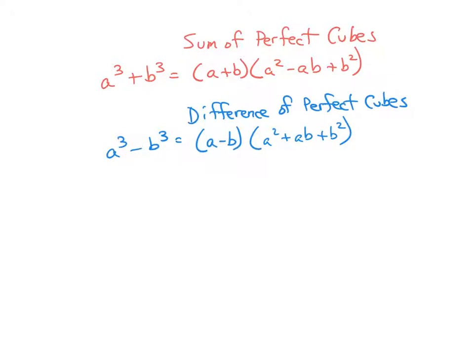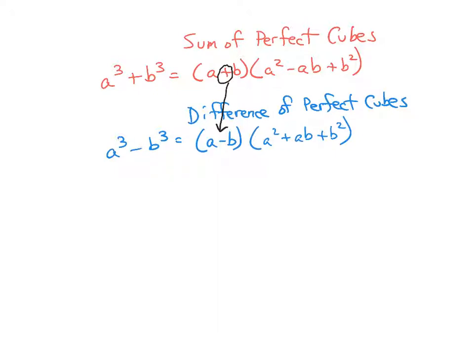Just like there's a formula for the sum of perfect cubes, there's also a formula for the difference of perfect cubes. And I have both of them written on this screen. Before we go through an example of difference of perfect cubes, I want you to notice that the formulas are very, very similar to each other. Really, the only difference is the operation signs. For the sum of perfect cubes, I have an addition sign, and for the difference, I have a subtraction sign.